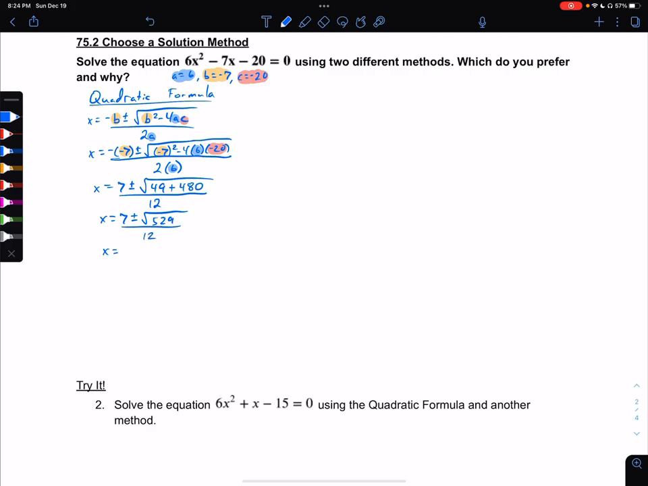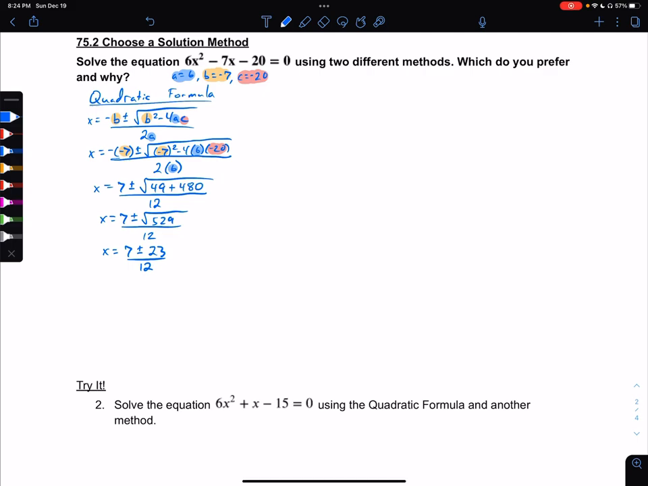We need to check to see if 529 is a perfect square. So try to take the square root of 529. We can take the square root of that. So 529 is a perfect square. It would be 23 times 23. So the square root is 23.